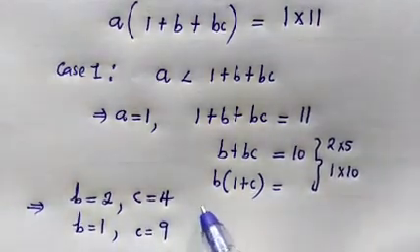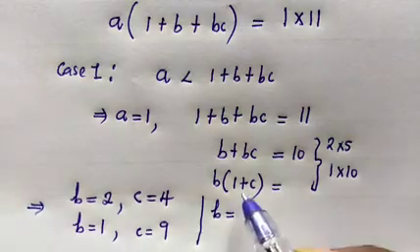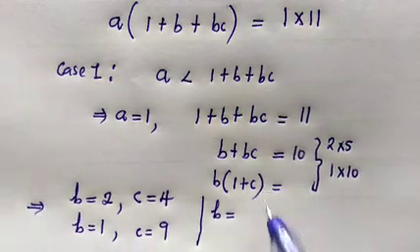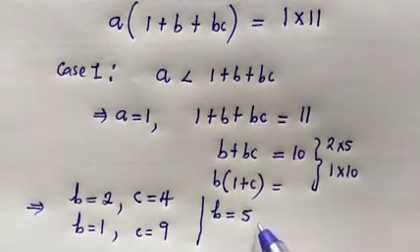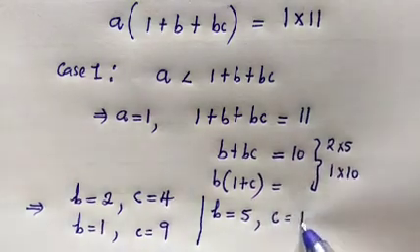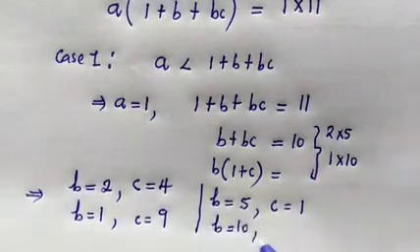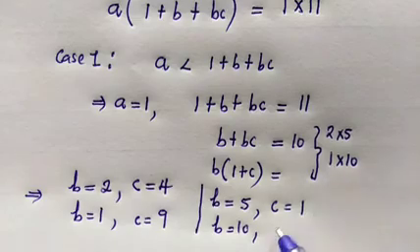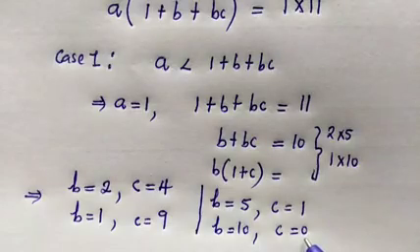But we're not done yet. Again, we're going to consider when b is greater than 1 plus c. Then b will be equal to 5. If b is equal to 5, then 1 plus c equals 2 will give us c equal to 1. And again, if b is equal to 10, 1 plus c is equal to 1, which gives us c equal to 0. So these are the possibilities here.